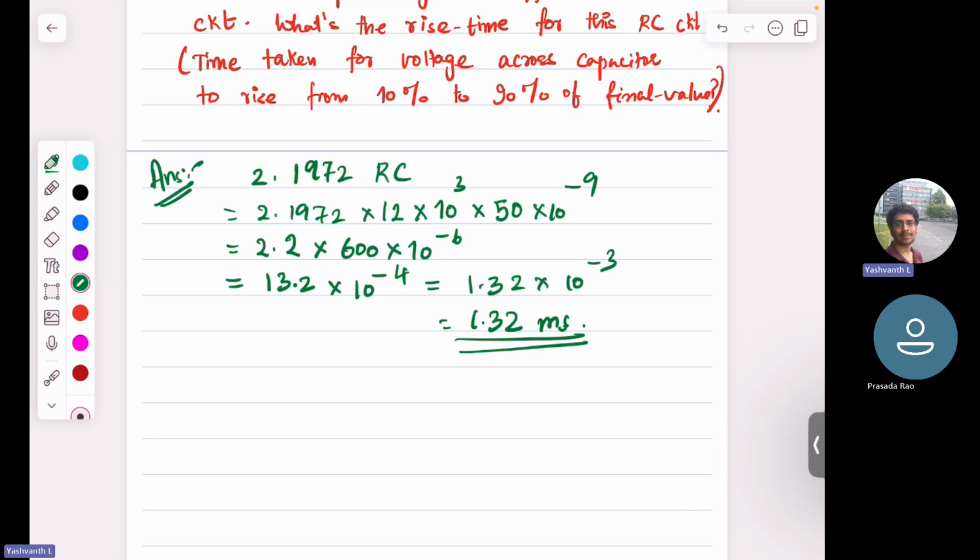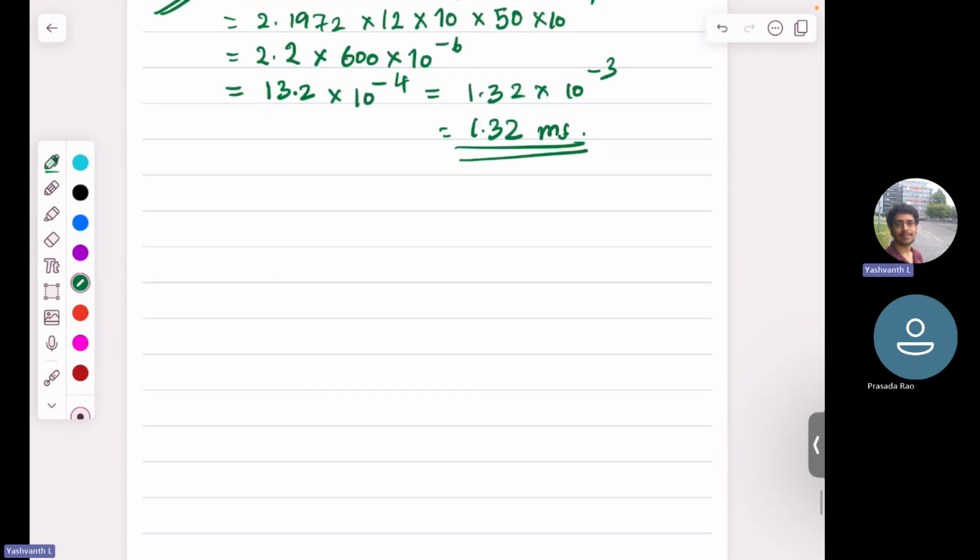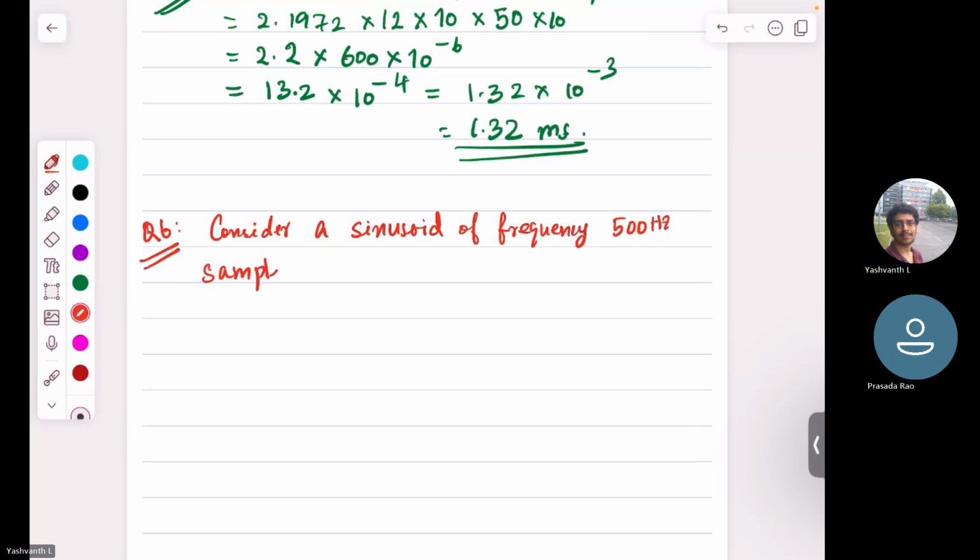Okay, so let's continue. We're going to start with question 6. So consider a sinusoid of frequency 500 hertz, sampled at fs equal to 1000 hertz.